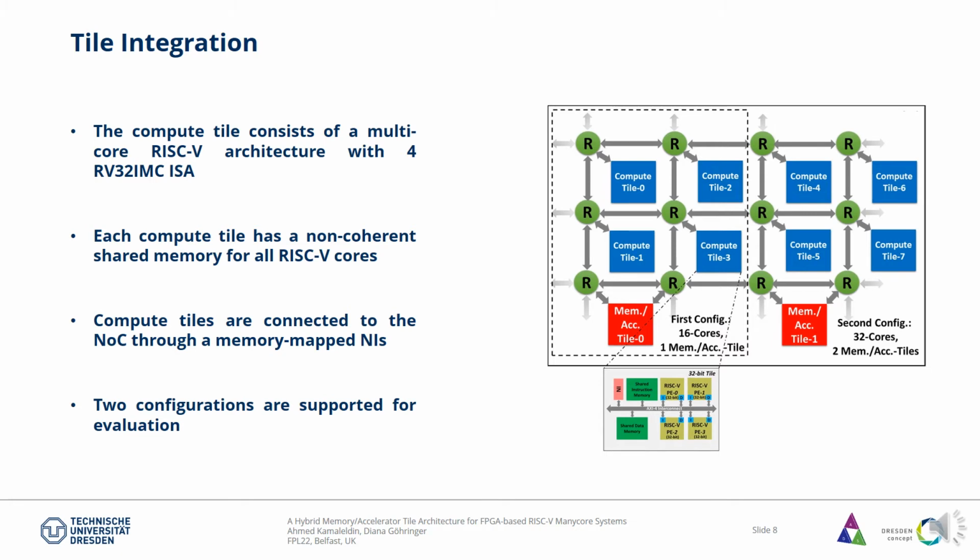In order to evaluate the hybrid memory accelerator tile architecture, we integrated it into a tile-based many-core architecture. The tile-based many-core architecture consists of several compute tiles, and each compute tile contains 4 RISC-V cores based on the RV32 IMC instruction set architecture. Each compute tile has a non-coherent shared memory for all RISC-V cores, and the compute tiles are connected to the network on a chip through memory-mapped network interfaces. In this paper, two many-core configurations are supported, for 4 and 8 compute tiles.